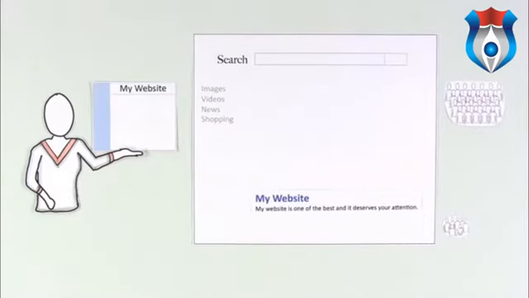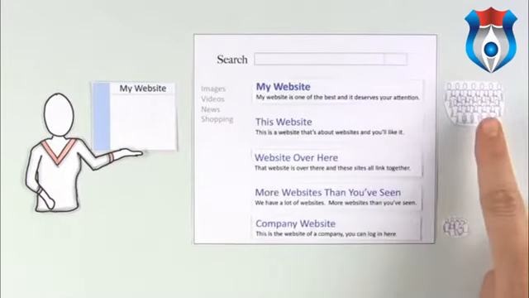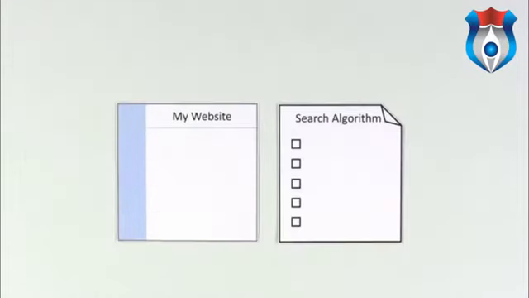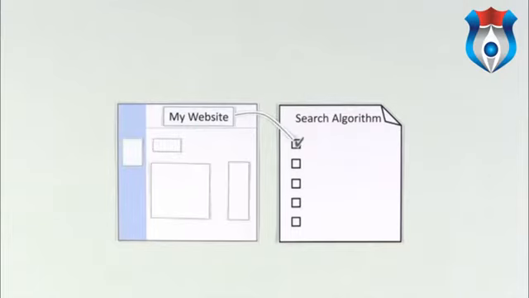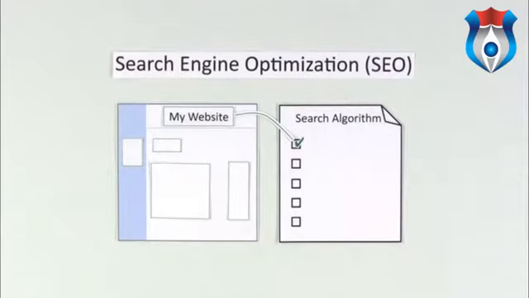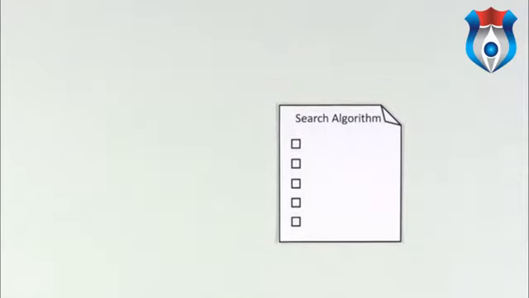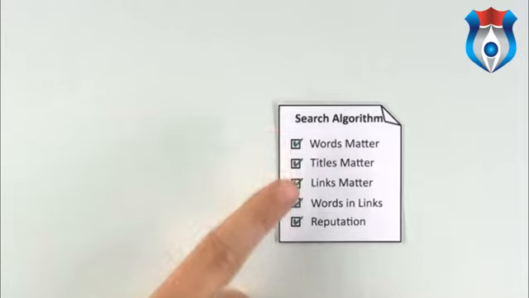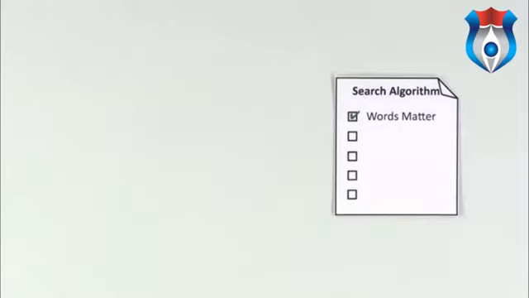When your pages have higher rankings, they help more people find you. The key to higher rankings is making sure your website has the ingredients search engines need for their recipes. This is called search engine optimization, or SEO. As it turns out, most of the big ingredients are known. Let's take a look.